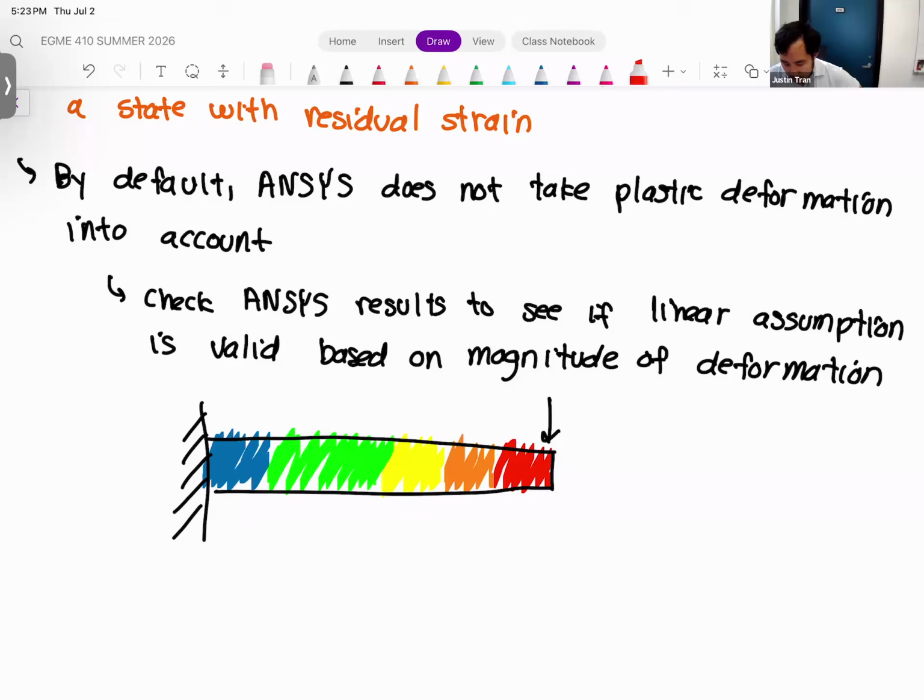What you really need to look at is the color bar, and see what the maximum deformation actually is.